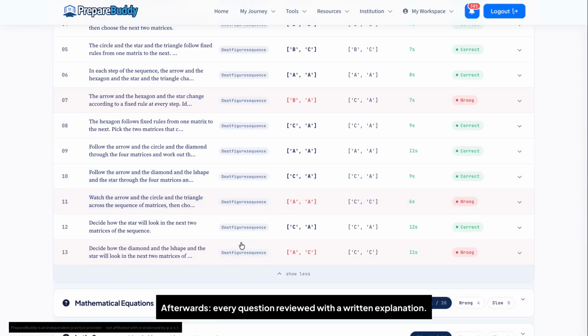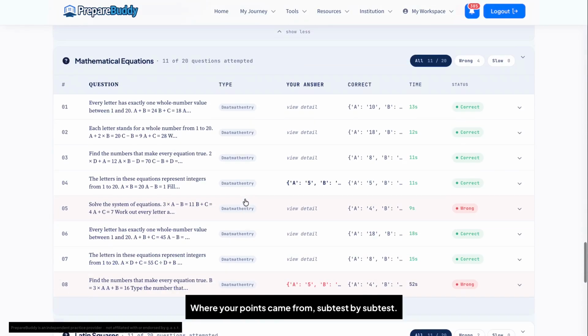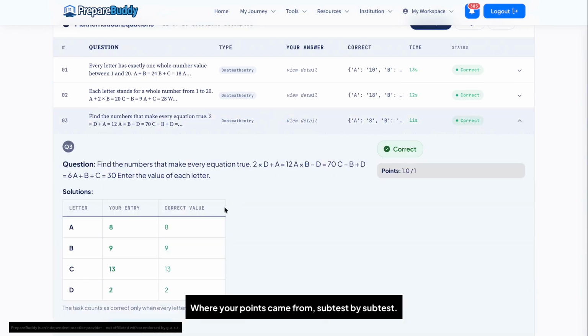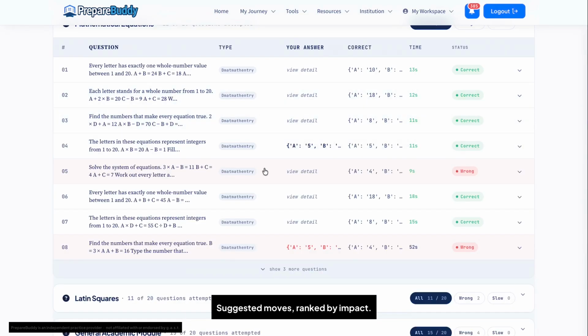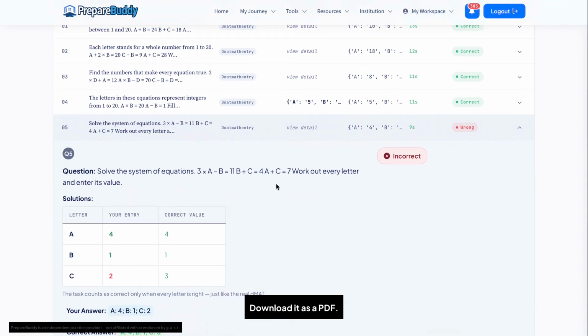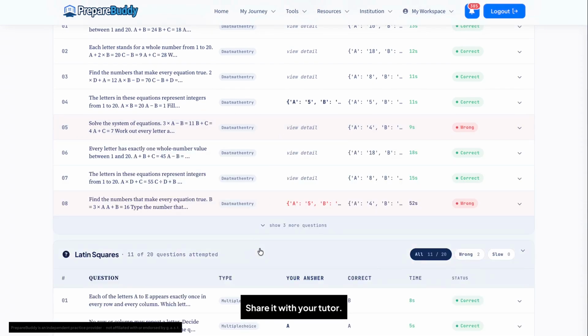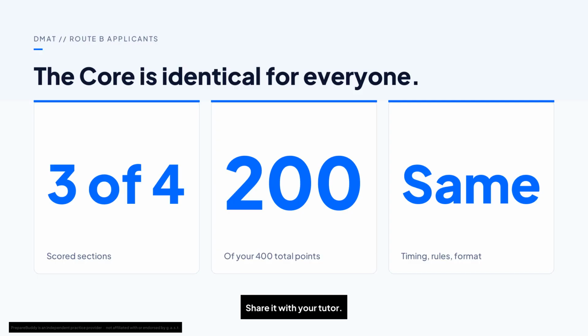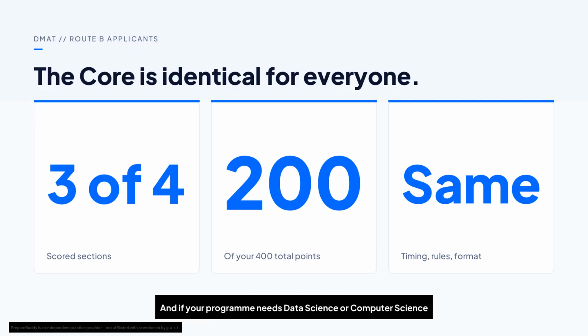Afterwards, every question reviewed with a written explanation. Where your points came from, subtest by subtest. Suggested moves, ranked by impact. Download it as a PDF, share it with your tutor. And if your program needs data science or computer science instead, the core module is identical for every route. 3 of your 4 scored sections, 200 of your 400 points.